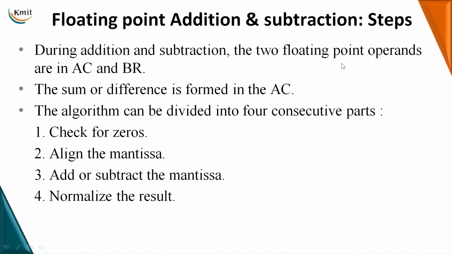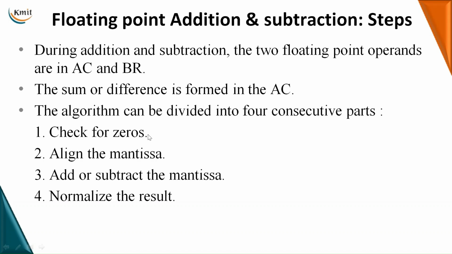In floating point addition and subtraction operation, the two floating point operands are stored in two registers AC and BR. The sum, if it is an addition operation, or the difference, if you are doing a subtraction operation, of the two operands is stored in the AC register. The algorithm of floating point addition and subtraction is divided into four steps.